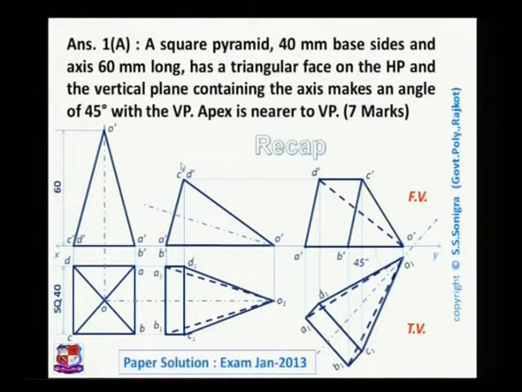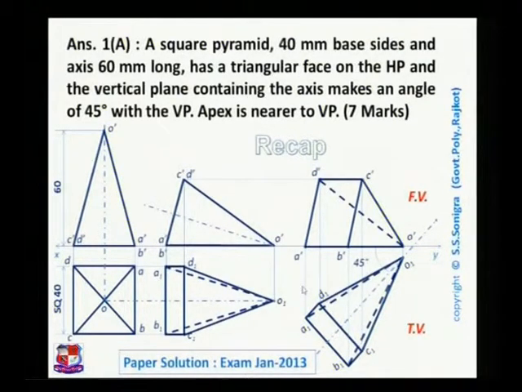So this question carries 7 marks, meaning 1 mark to each figure, meaning 6 marks, plus 1 for notations, naming points, inserting dimensions, writing names of views, etc. Like front view over here, top view over here.